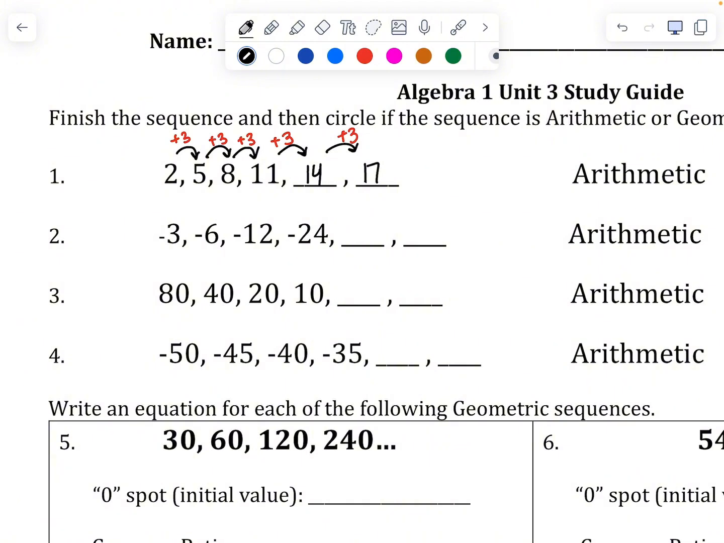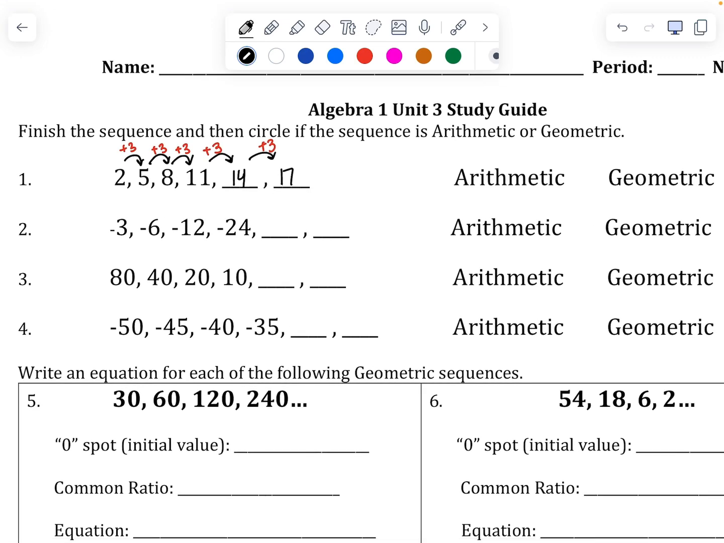All right? And since we're consistently adding by 3, is this arithmetic or geometric? Arithmetic. Yes, remember, that was unit 2, where we said if we were adding or subtracting, that is arithmetic. If we were multiplying by a whole number or multiplying by a fraction less than 1, but bigger than 0, that was geometric.